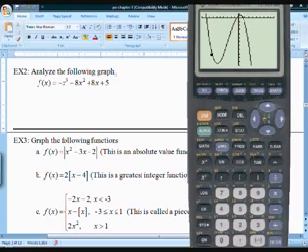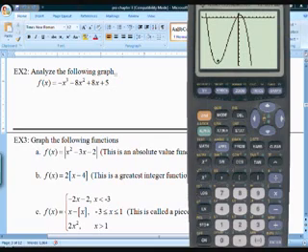But let's talk about first off increasing and decreasing. From left to right, you're always reading your graphs from left to right, just like a book. We're decreasing, going down, until we hit that minimum point. Then we're increasing from that minimum point to the peak here, and then we start decreasing again. Those are going to be the intervals where we're increasing and decreasing.